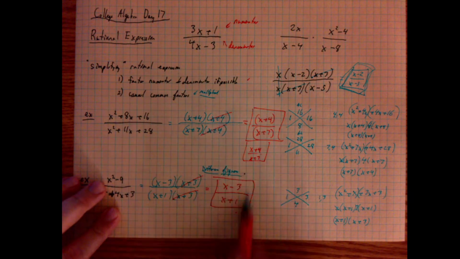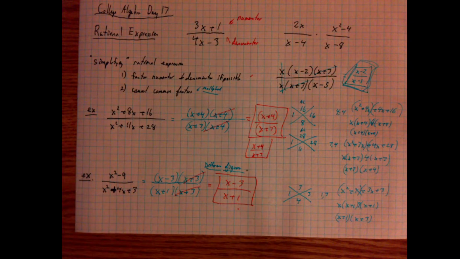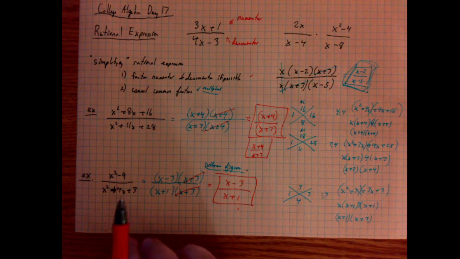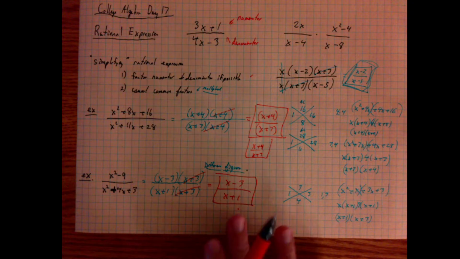So, this is your goal today: to reduce the complexity, to write a simpler version of a complex rational expression. And we do that by factoring the numerator and denominator completely, and then canceling any common factors. I have two more examples, so let's take a look at them.